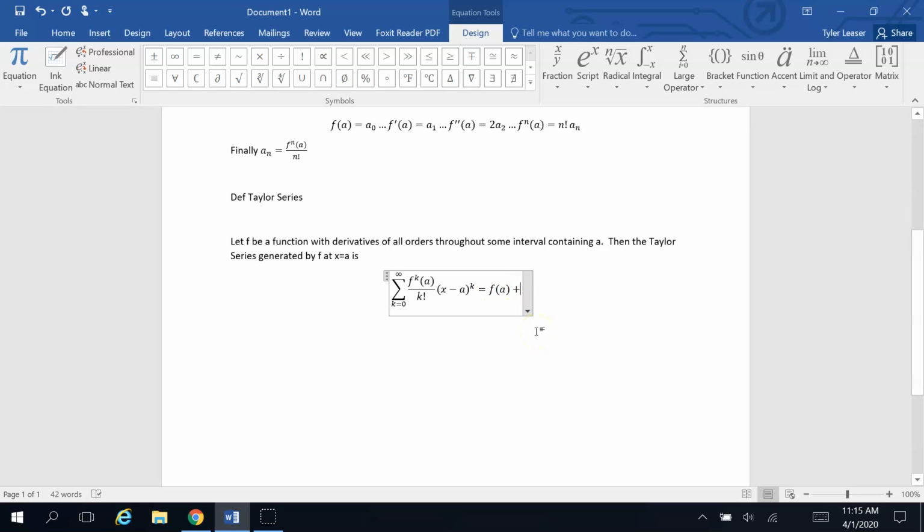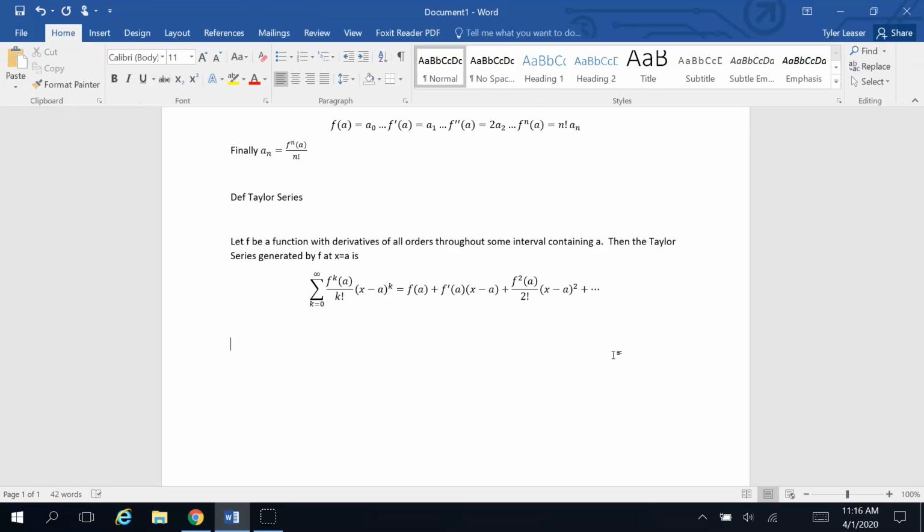If I plug k to be 1, I get the first derivative at a divided by 1 factorial, which is just 1, times x minus a to the 1. If I plug k to be 2, I get the second derivative at a divided by 2 factorial times x minus a squared, plus, and then you can just keep going with this. So the third derivative at a divided by 3 factorial, and then x minus a cubed, and so on and so forth.